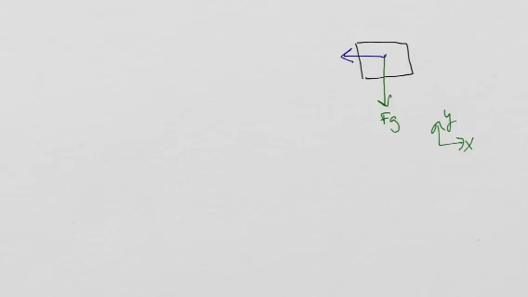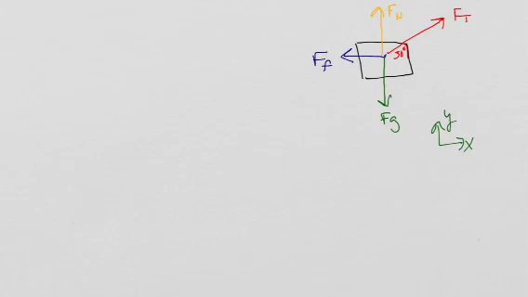So we'll call that Ff. And I know that the pulling force that she is applying to this box is at a 30-degree angle. So here we've got our 30. I'm going to call this my tension force, Ft, because it's a rope. And then we've got our normal force pointing straight up.